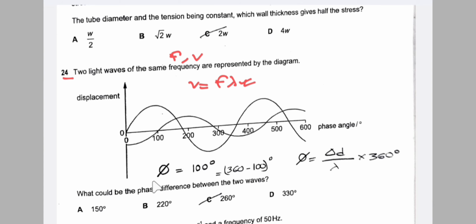The phase difference is usually calculated as the difference in distance divided by wavelength, times 360 degrees. But here we are given not the distance but the phase angle, and we know that both have the same wavelength. This point starts from 0 degrees while this point starts from 100 degrees. So the phase difference is 100 degrees. The answer should be 100 degrees, but this is not given. So 100 degrees is also equivalent to 360 minus 100, that is 260 degrees. So the answer is C.